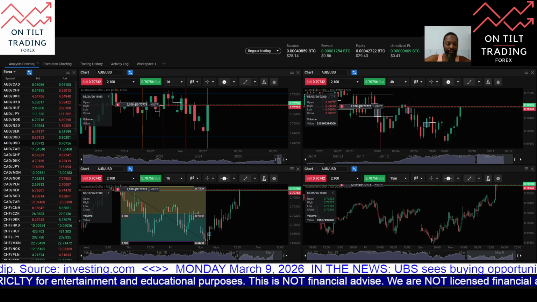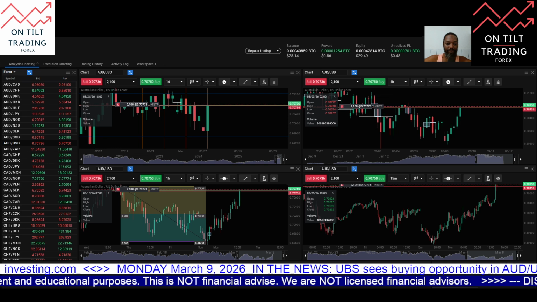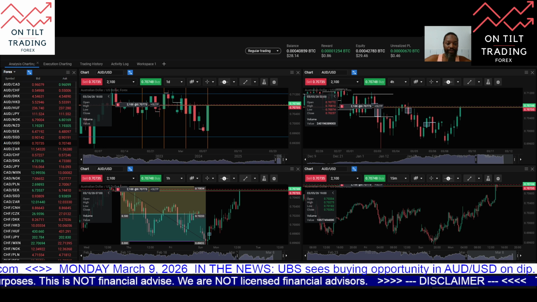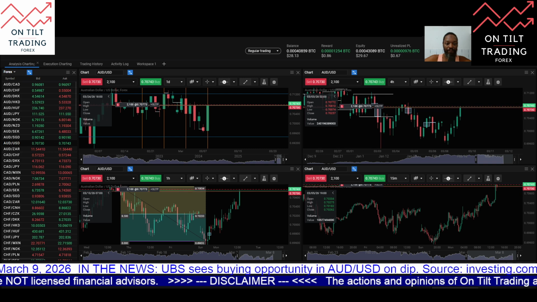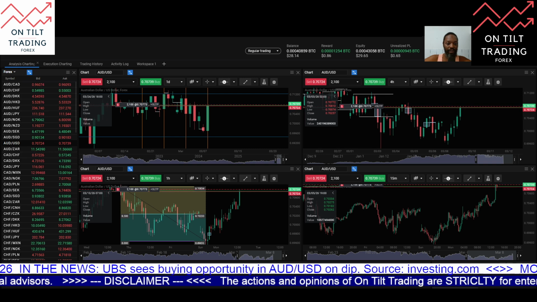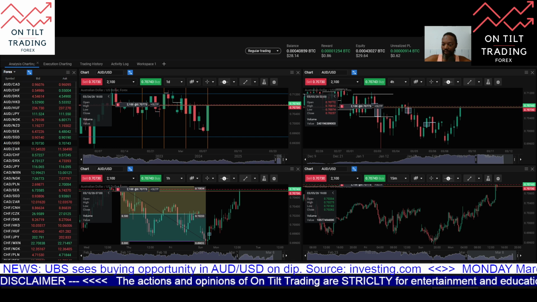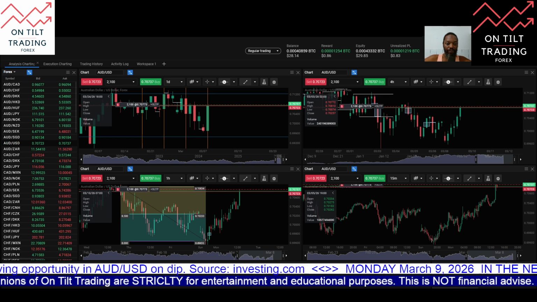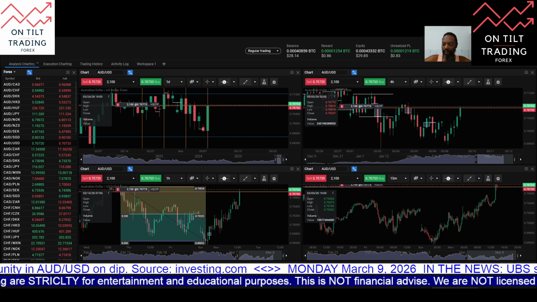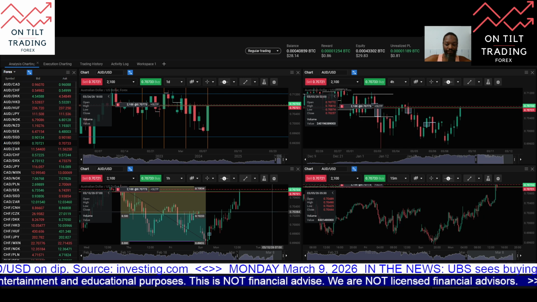But based on my current bias here, I'm looking to target this sell side liquidity pool, resting below Monday's last week low here. And you can see the large amount of pullback here on this Monday candle.